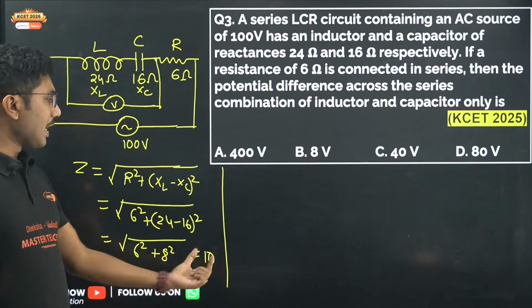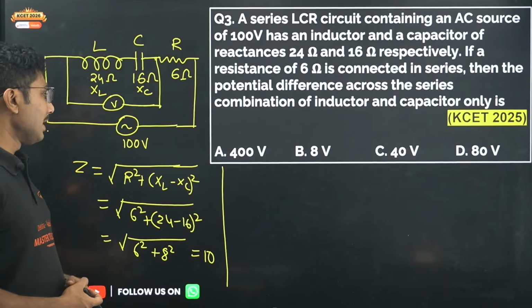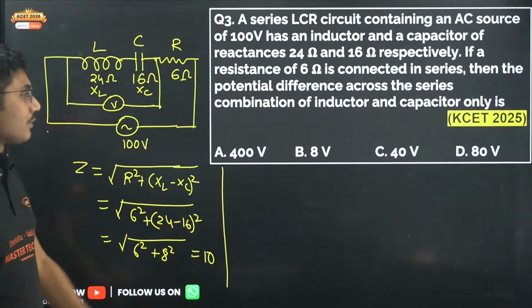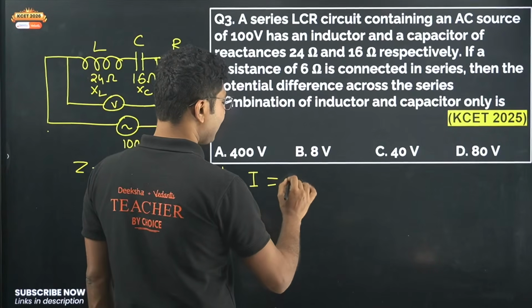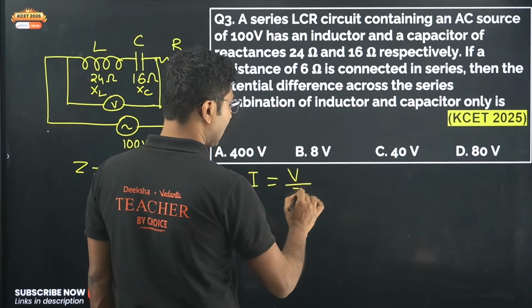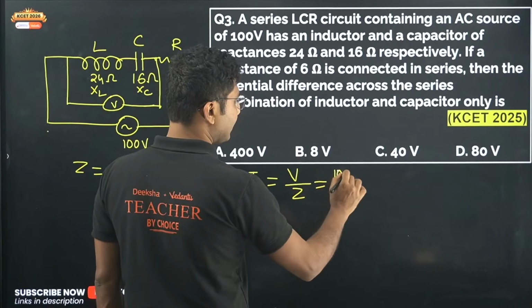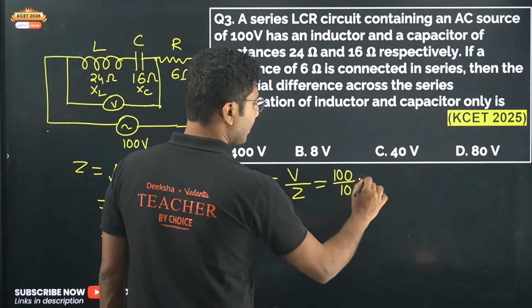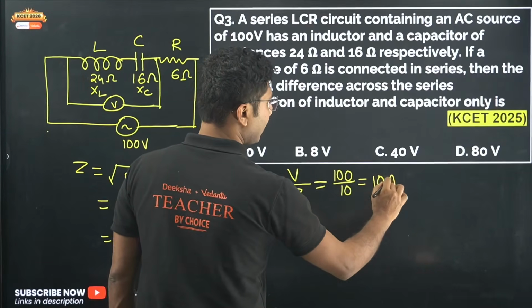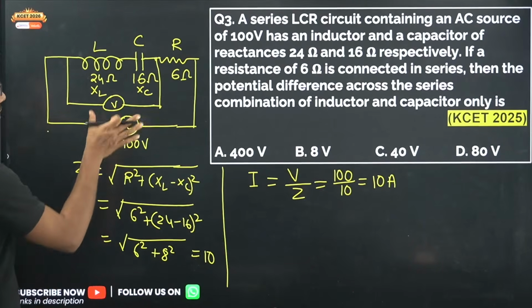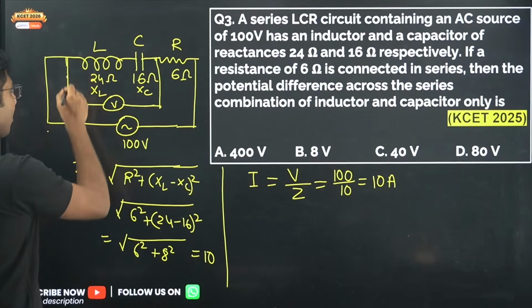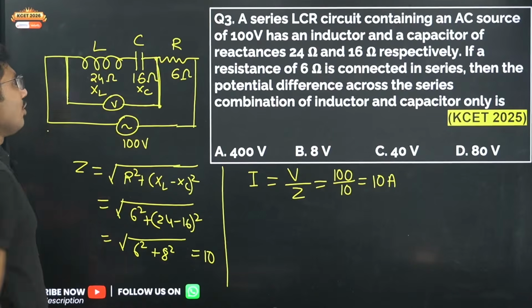Now this value is known and this value is 10. So impedance is calculated. Now you have to calculate the current in the circuit. Current is given by the input voltage divided by the impedance. So input voltage is 100, impedance is 10. So the current in the circuit is 10 amperes. Now you have to calculate the voltage drop across these two junctions.